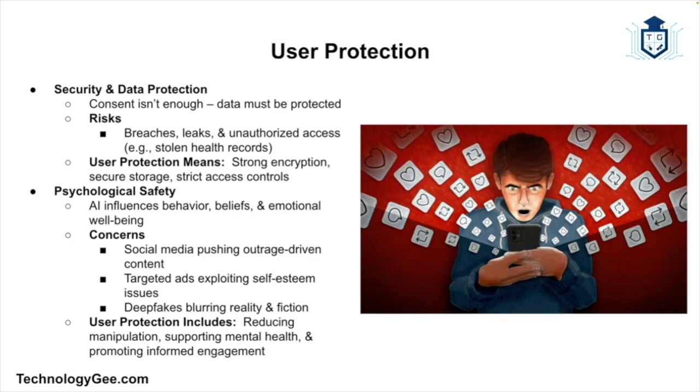So AI-driven apps and recommendation engines, they shape what we see, what we buy, and even what we believe. And some examples of this are social media algorithms that promote outrage to increase engagement, or targeted ads that prey on insecurities, or AI-generated content that blurs the lines between fact and fiction. So user protection means designing systems that respect mental health, avoid manipulation, and promote digital well-being.